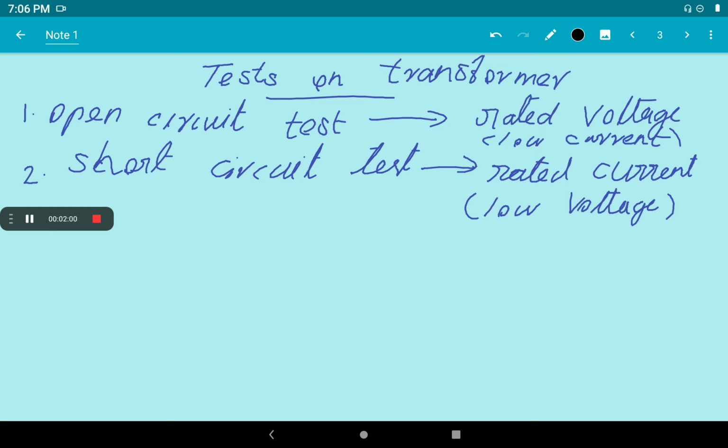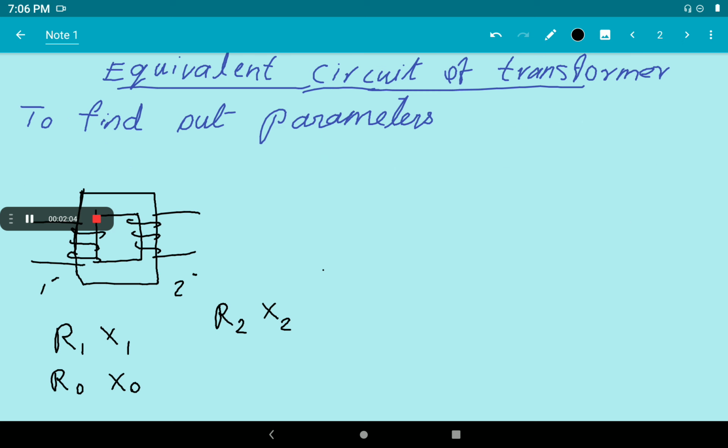If we load the transformer, what happens? A large amount of current will flow through it. When we apply the full load to the transformer secondary, there will be a huge amount of current.